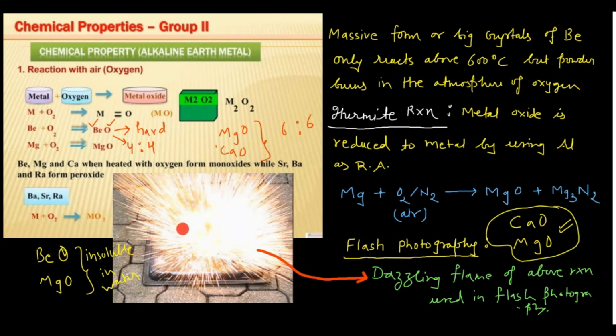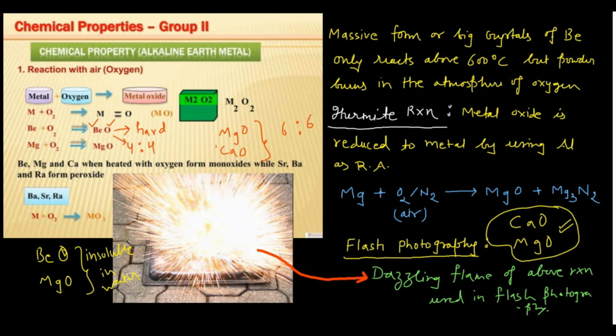And this dazzling flame is used in flash photography. You can see the picture here. This is the dazzling flame produced by this particular reaction, because it is exothermic and catches fire. It gives you the flash like that, okay. So this method is used in flash photography. This is something very important. So I have written here, this I have completed.